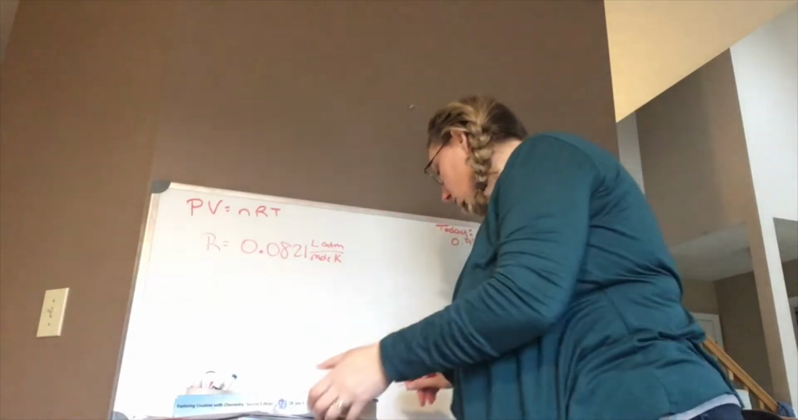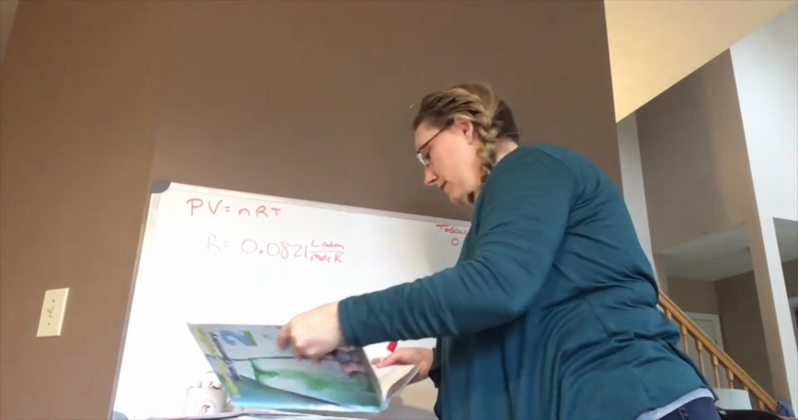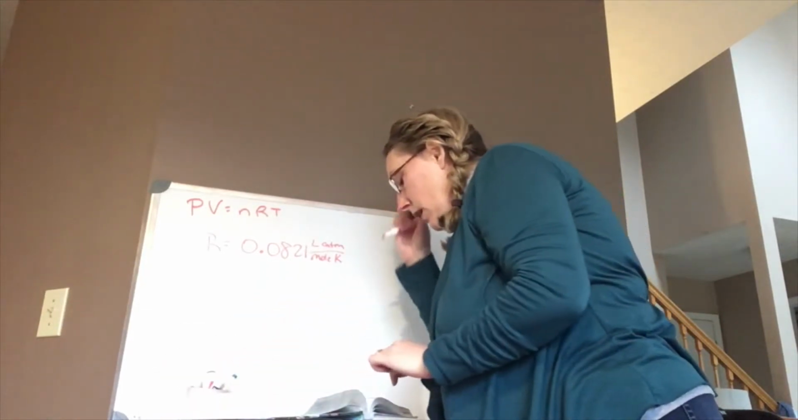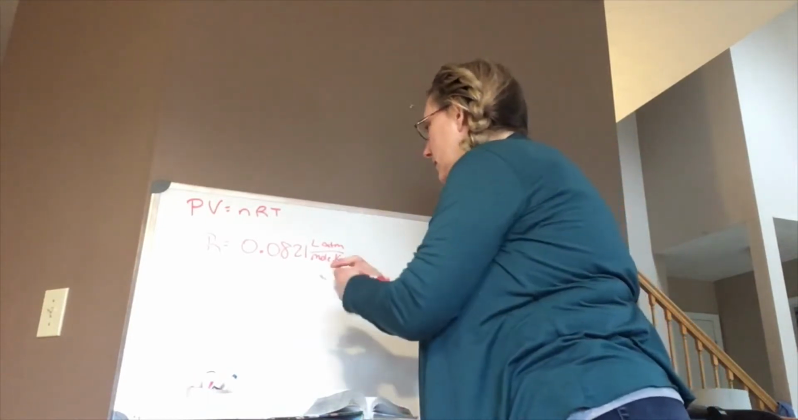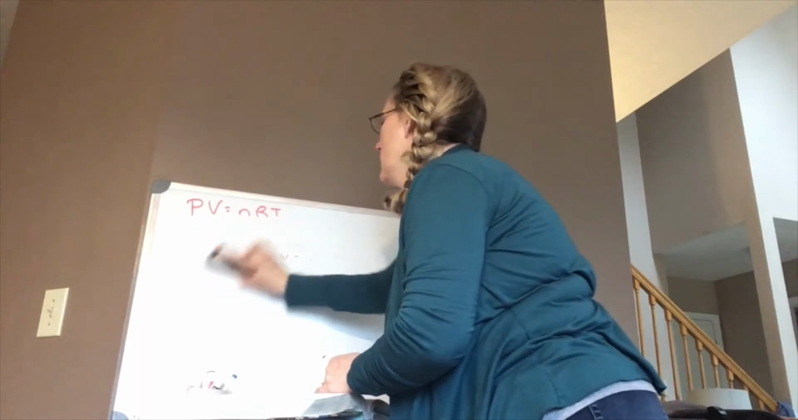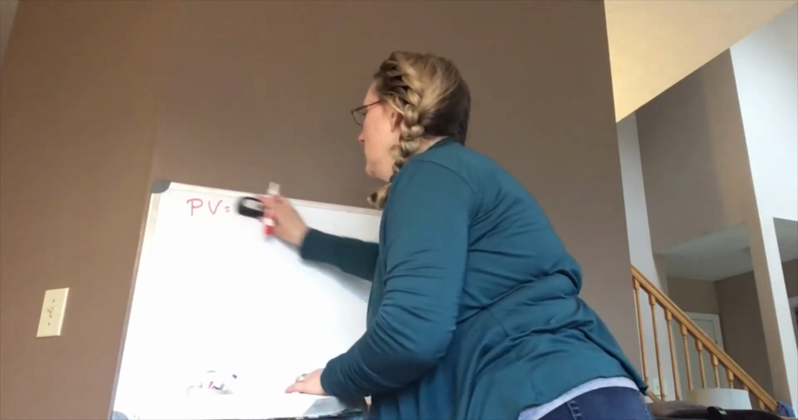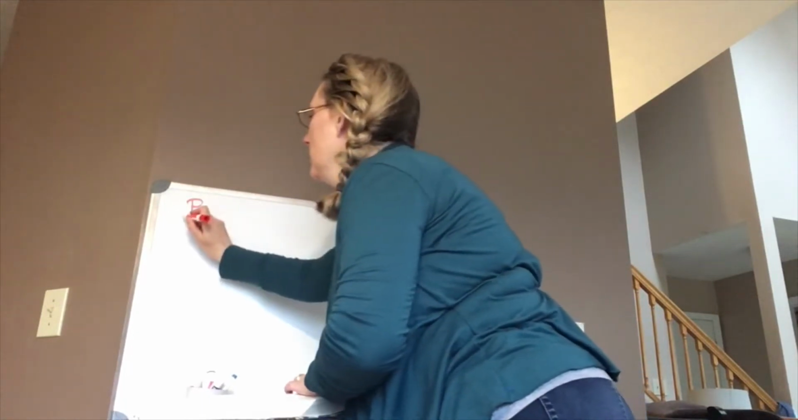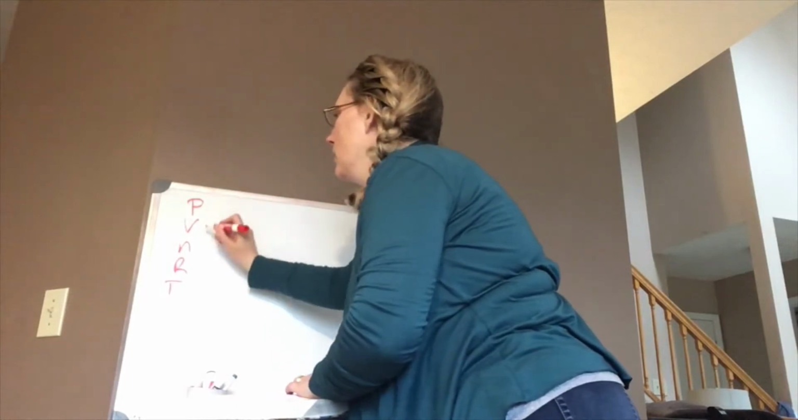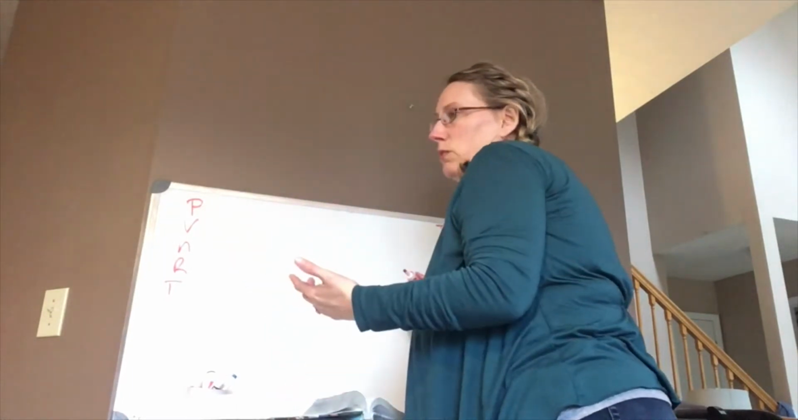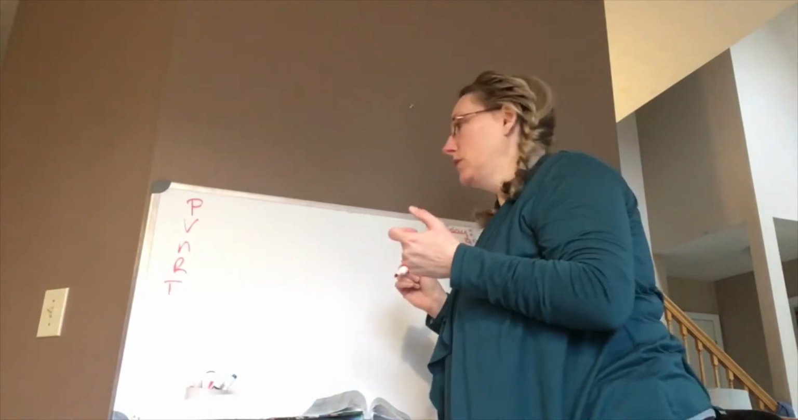Okay, so let's do example 12.5. So let me just scooch this over. So let's write it this way. PV equals nRT. So as we read our question, we can fill in what we don't know to solve for, or we can fill in what we know to solve for what we don't know.